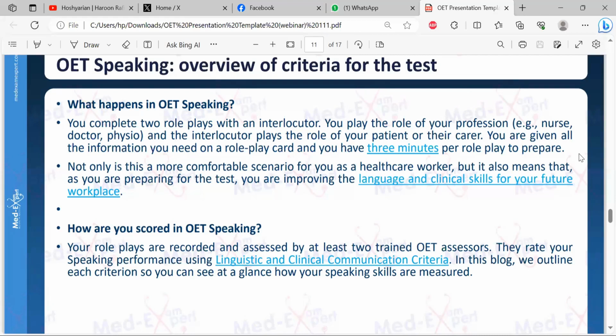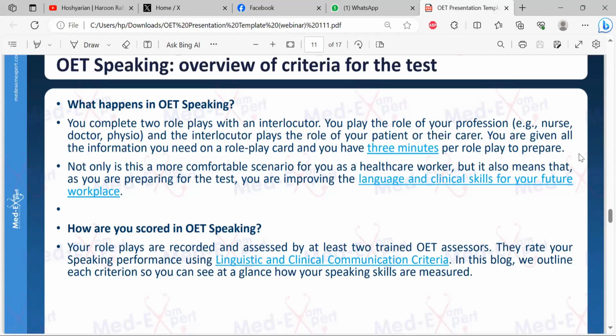You are given all the information you need on a role play card, and you have 3 minutes per role play to prepare. Not only is this a more comfortable scenario for you as a healthcare worker, but it also means that as you are preparing for the test, you are improving the language and clinical skills for your future workplace.